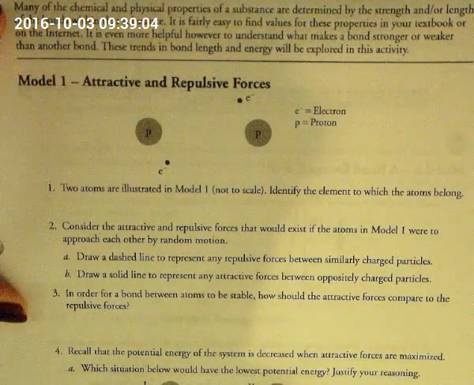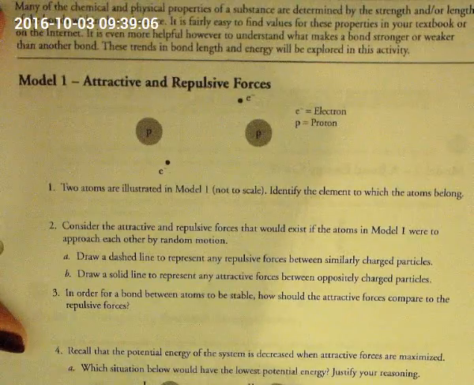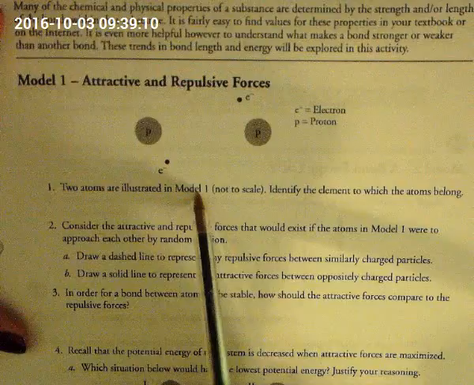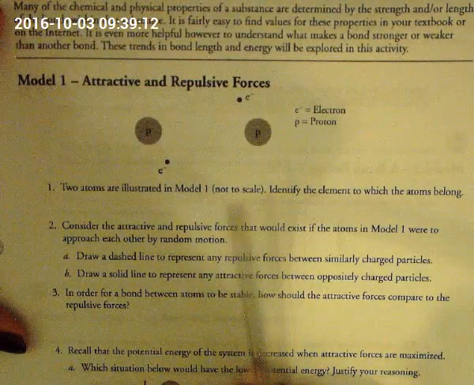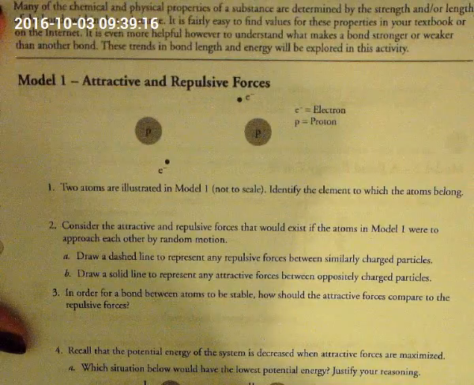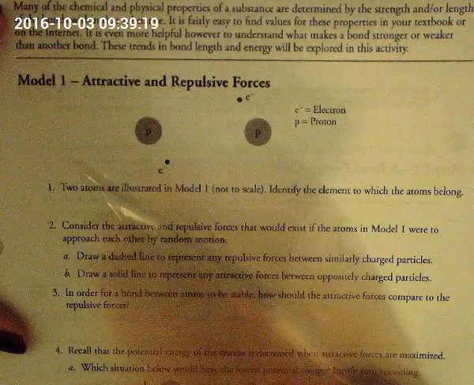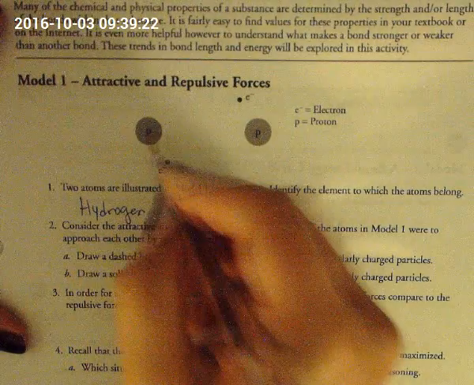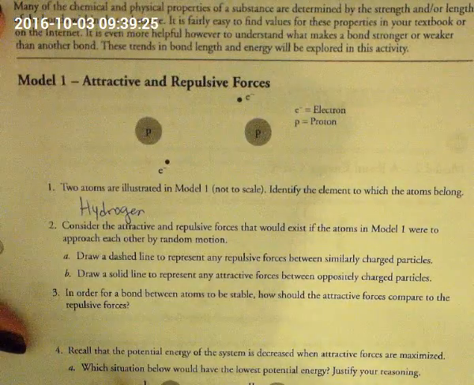All right, so let's take a look at Model 1. We have this picture here of 2 protons, 2 electrons. And it says 2 atoms are illustrated in Model 1. Identify the element to which the atoms belong. So what elements do you think those are? Hydrogen. This is hydrogen. How come? 1 proton, 1 electron. All right?